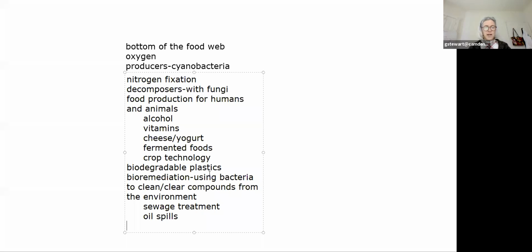And I would also put on this list fuel production, right? So there are people trying to use bacteria, particularly E. coli, I think, to make biofuels instead of relying on petroleum distillates for driving our cars.